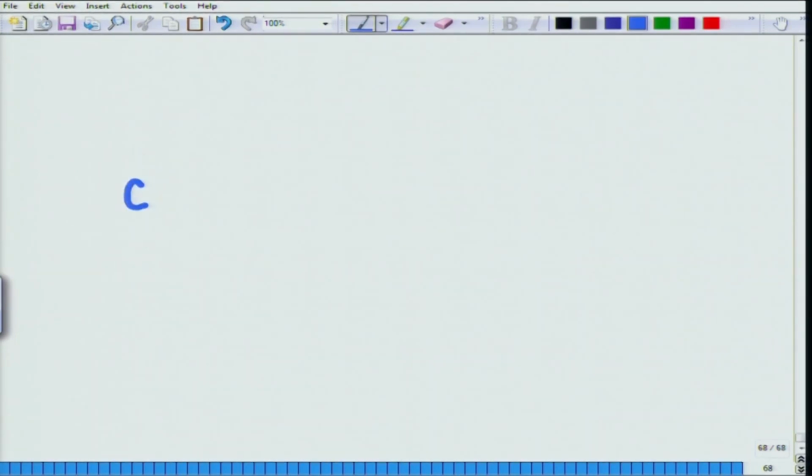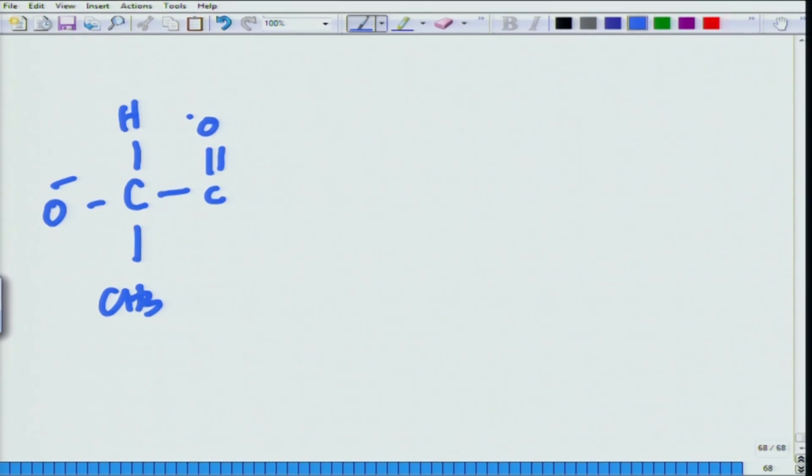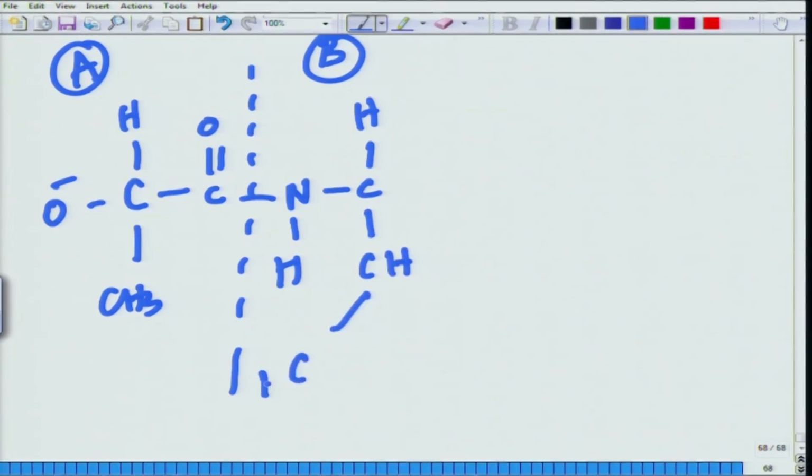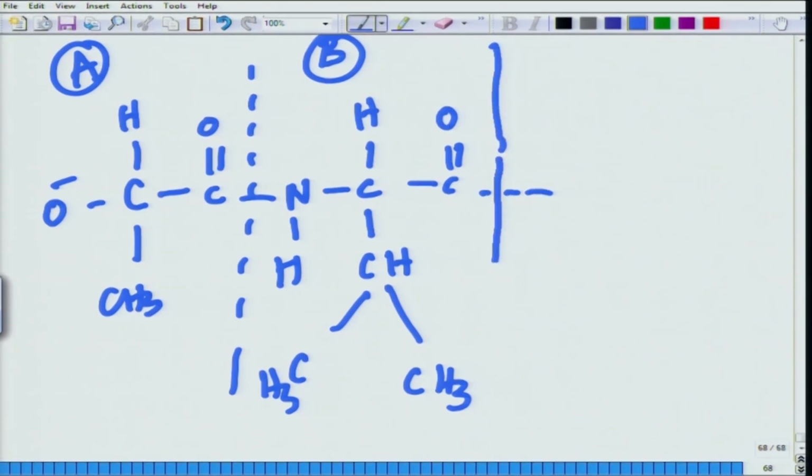So, CH, O, CH3, C double bonded with O. So, this is A. Now come to B. B is NH, CH, and you have CH3, CH3 here, and you have a C double bonded with O, and this is your B.